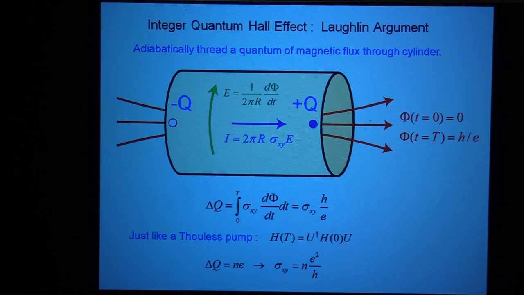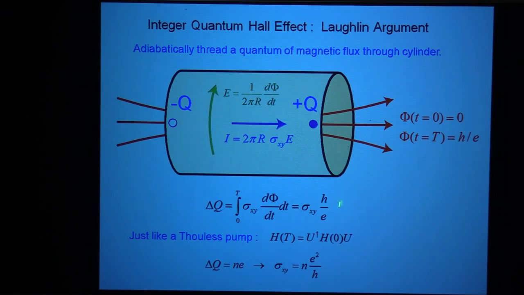Okay, so what this tells us is that given a sigma xy, the change in the charge that gets pumped, or the change in the polarization of this one-dimensional system, has got to be sigma xy times H over E. Since we're coming back to where we started, the only thing you could do is transfer an integer number of electrons. So sigma xy has to be an integer multiple of e squared over h. And in fact, this integer n is the Chern number k characterizing this one-dimensional Thouless pump, which is parameterized by the magnetic flux.